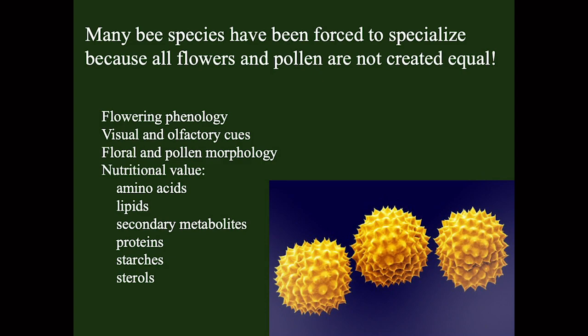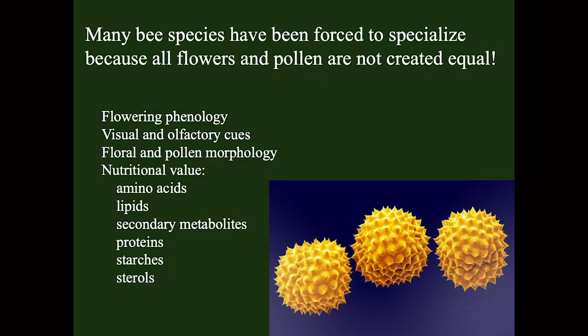Plants like bee specialization because those are the bees that are going to transfer the pollen most efficiently from the male to the female parts. The generalist bees often are messing it up. They're going to the wrong flowers, and they don't do it very well. Also, plants differ dramatically in their nutritional value, so that's another reason that bees specialize on particular groups of pollen.